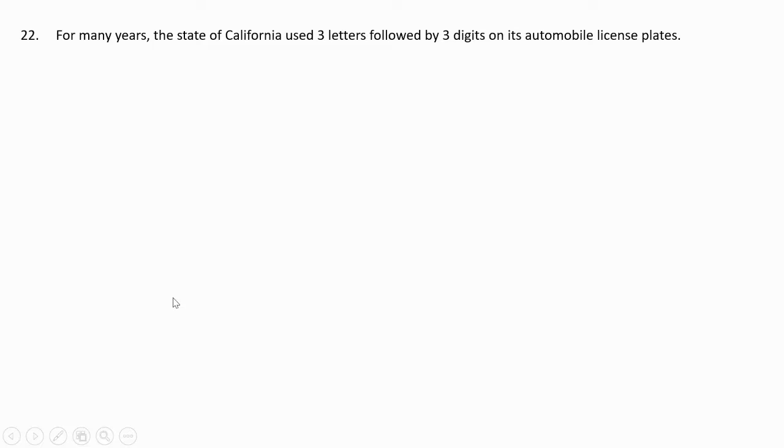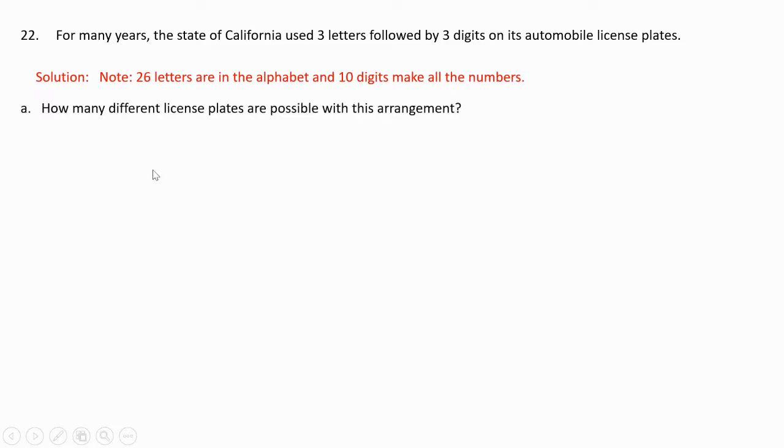Now this is number 22. It says, for many years, the state of California used 3 letters followed by 3 digits on its automobile license plates. There are 26 letters in the alphabet and 10 digits that make all the numbers. So how many different license plates are possible with this arrangement? Okay, so here we go. The first 3 are going to be letters, and the second 3 are going to be digits.